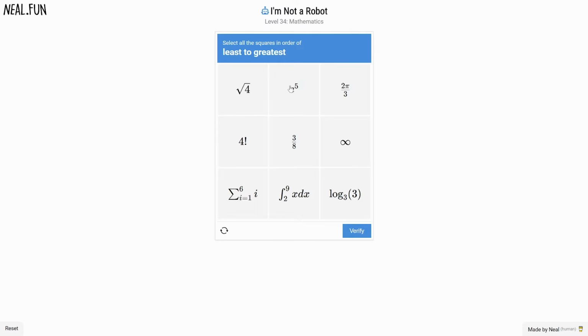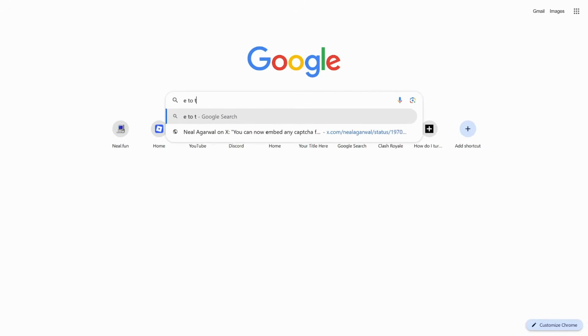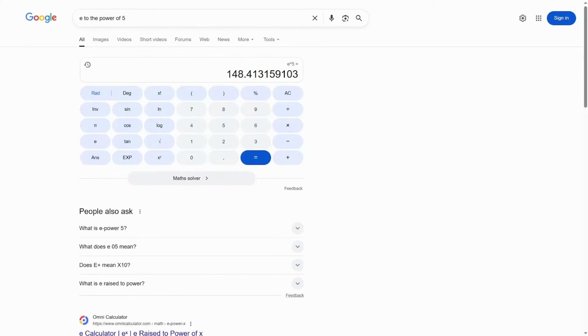So let's continue with the next one, e to the power of 5. Let me just Google it like so, e to the power of 5. And here is the result. And I'm just gonna write down all of these results on a piece of paper.